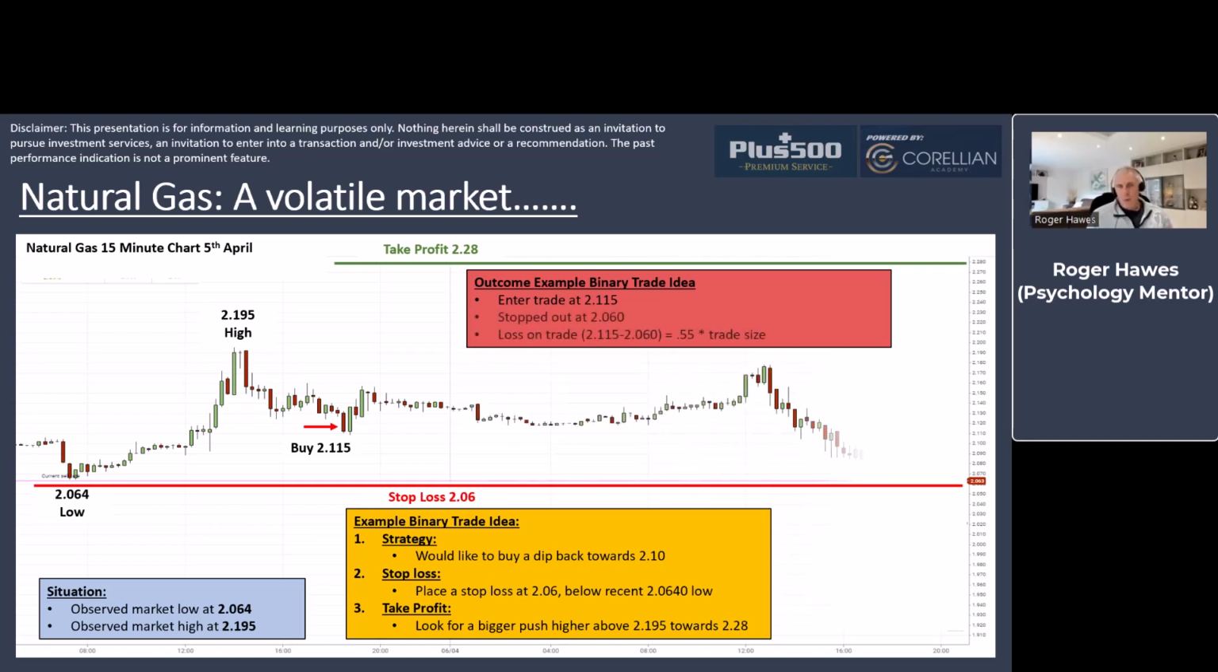So my parameters are there. 206 is my stop loss. I don't even get time really to think about taking a profit because the market moves marginally ahead of me and bang, I get taken out. This is my binary trade. This has gone against me.